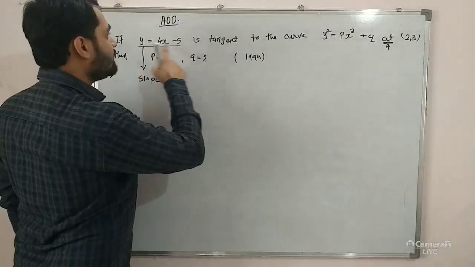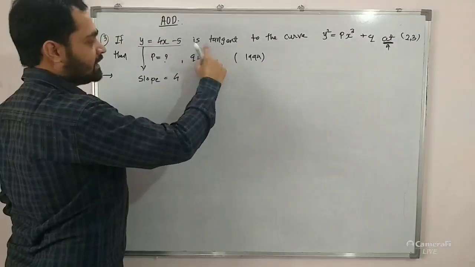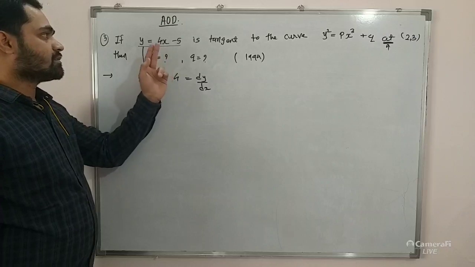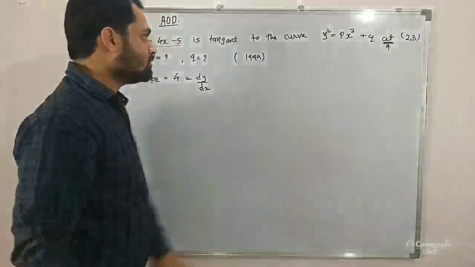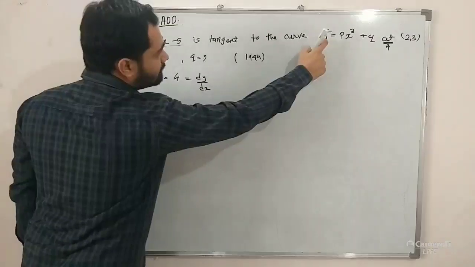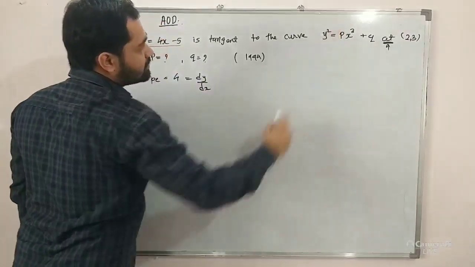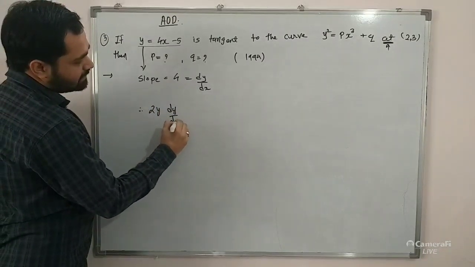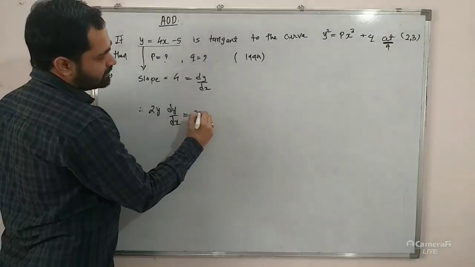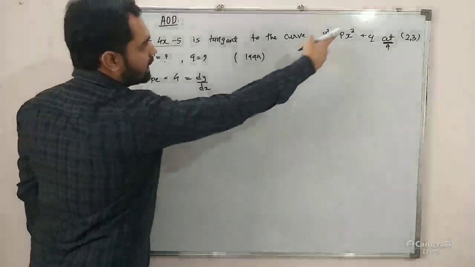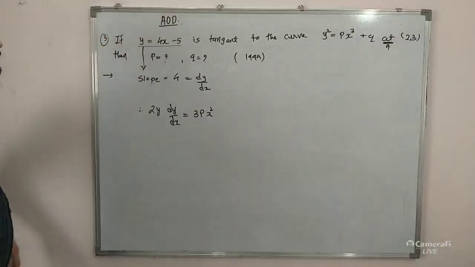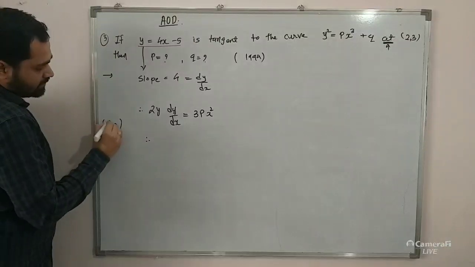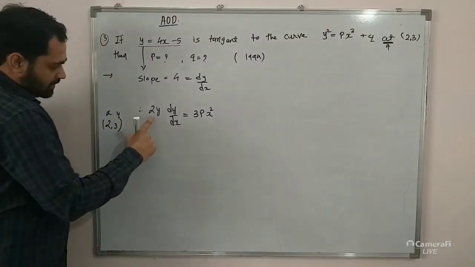So our required tangent is this. It means dy by dx, the slope of the tangent, is 4, therefore dy by dx is equal to 4. Now for finding dy by dx, we are going to differentiate this function on both sides. So we will get 2y into dy by dx is equal to 3px square, and q is a constant, so the derivative of that term is 0. Now substituting the point (2, 3), so x is equal to 2 and y is equal to 3.